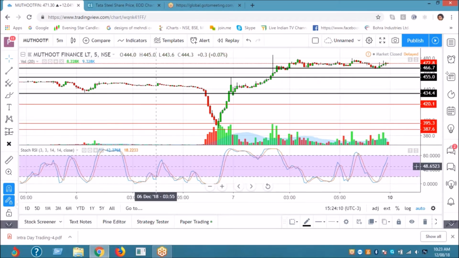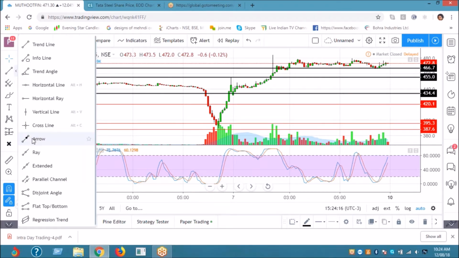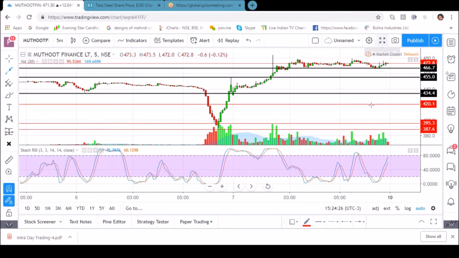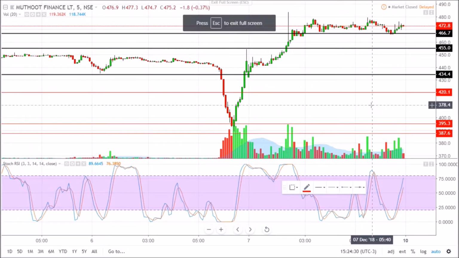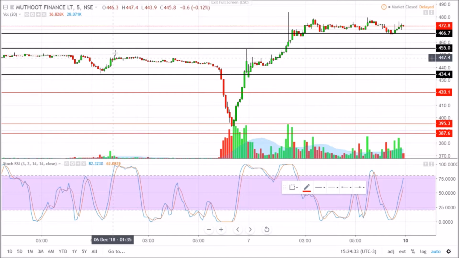Okay, you can see that. I'll just highlight this, just a second. Okay, so when we say that this is a 5-minute setup, you can see the stock is consolidating here. I hope everyone can see the screen, okay? I'll just make it a bit larger. Okay, now is it visible? Yeah. You can see that the stock is consolidating here, 447.